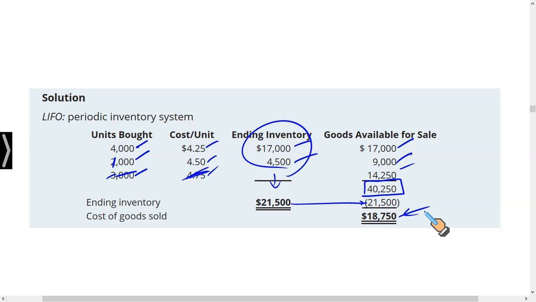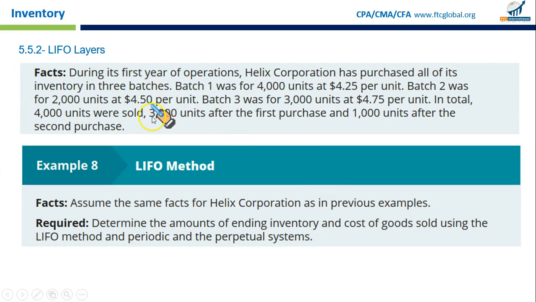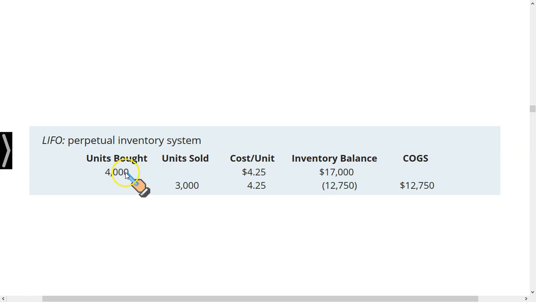Let us do now LIFO perpetual. In perpetual inventory, you will go line by line. Every purchase and sale will update your inventory record. So here we go. We've got 4000 units at this rate, so that's the inventory balance figure. The next transaction was 3000 units sold after the first purchase. Of course, these are the only available units. So 3000 times 4.25, 12,750, is the cost of goods sold. You sold 3000 at this cost, so that is the CGS showing here.